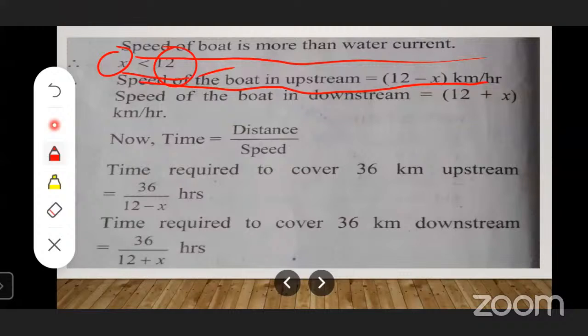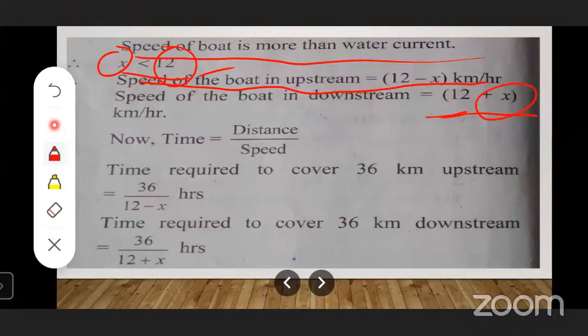12 is the speed of the boat, and x is the speed of the water current. While going up, the speed of the boat will decrease, and that's why you are subtracting the speed of the water current from the speed of the boat. While coming down, the speed of the boat will increase, and that's why you are adding x, the speed of the water current, to the speed of the boat. Understood, Shreya? I think you must have understood.